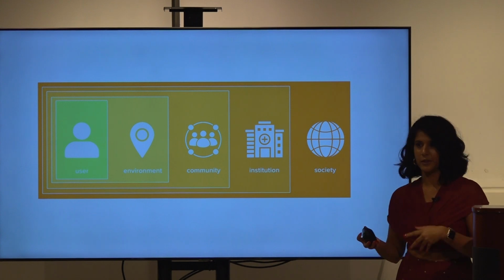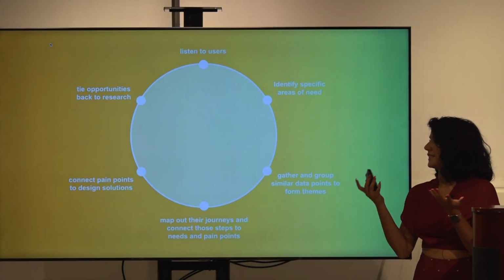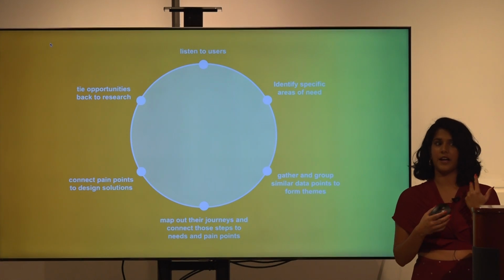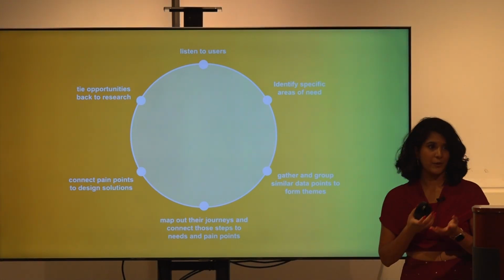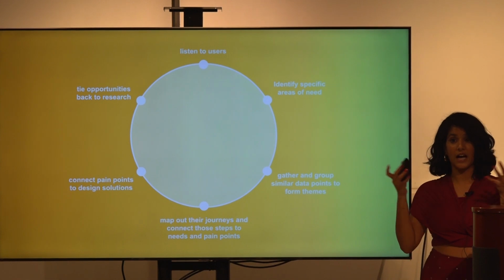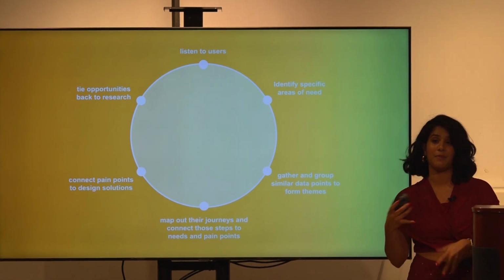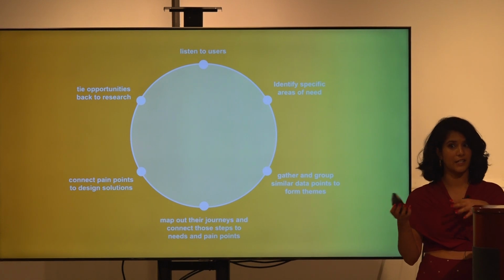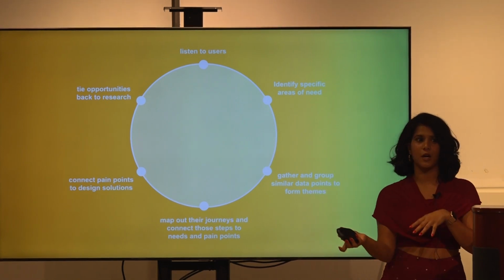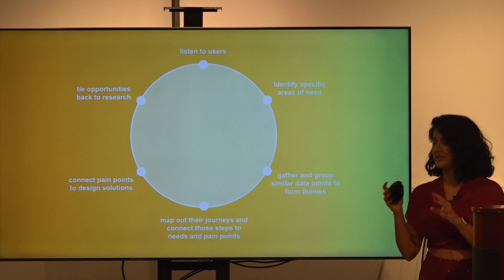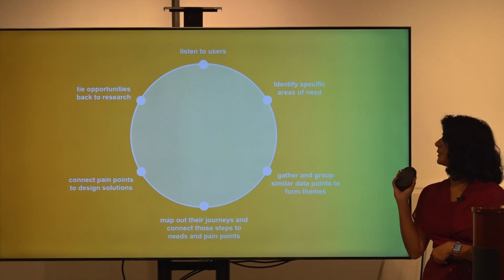And we talked about a bunch of different ways to do that, right? So we talked about listening to users, we talked about identifying areas of need, we talked about gathering and grouping data points to form themes to understand high-level issues that people are having, mapping out journeys and tying that back to pain points and how you can turn those pain points into opportunities, and always tying those opportunities back into research, because that is the most important part. And make sure it's coming from somewhere real.